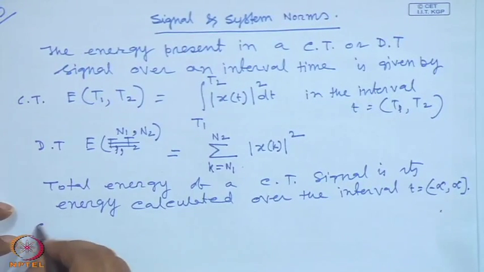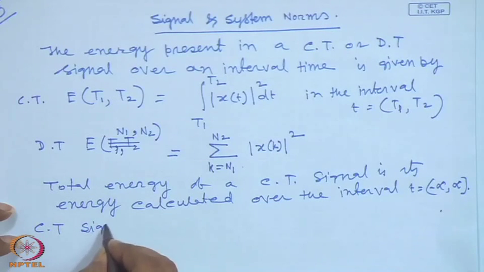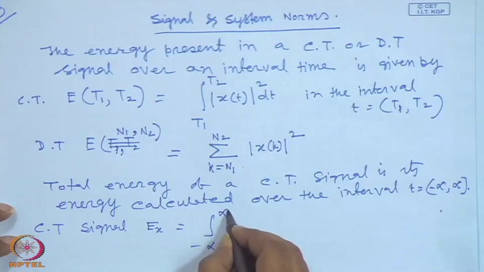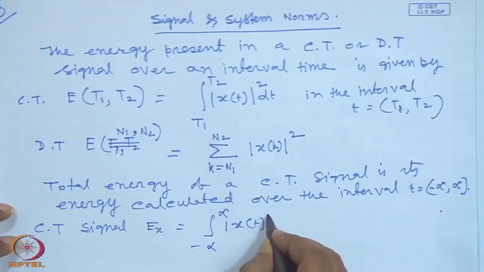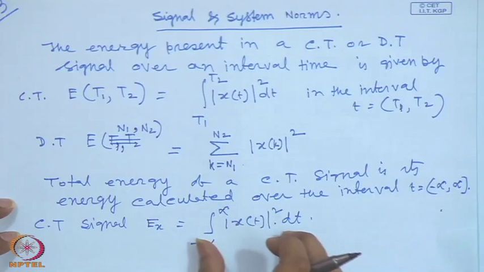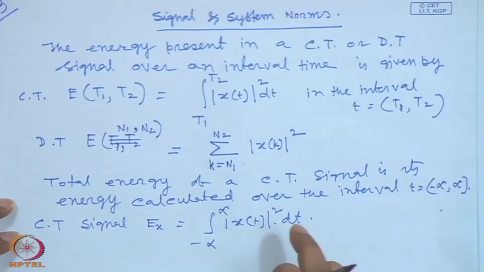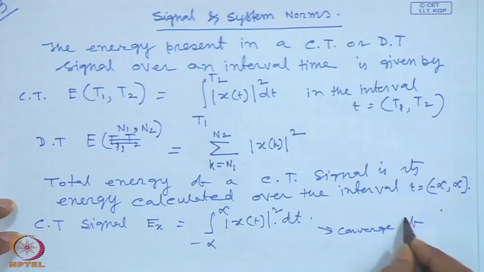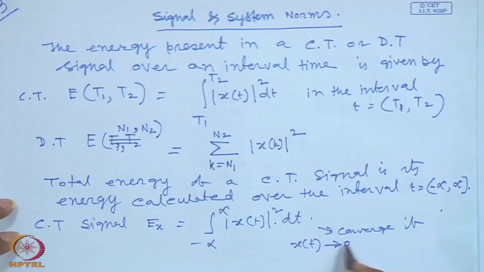Okay. So, in the continuous time case, for a continuous time signal, we denote the total energy of x over the interval minus infinity to plus infinity. The expression stays the same, only the integration limits are changed. This integral from minus infinity to infinity will be finite, it will converge, provided that x of t tends to 0 as t tends to infinity. So this energy value will be finite if this condition is satisfied.